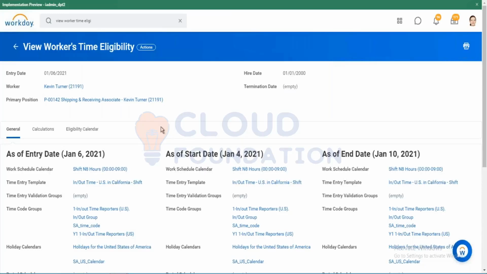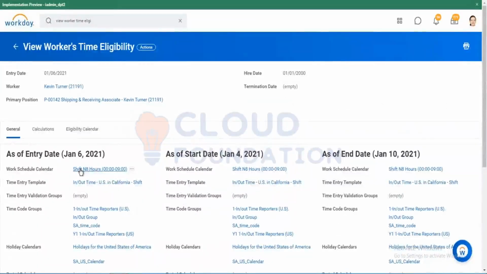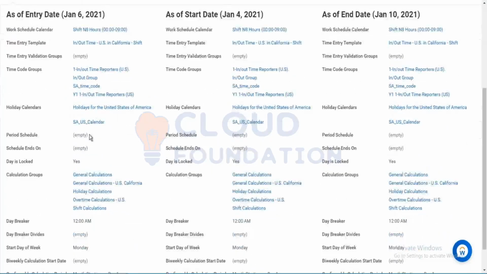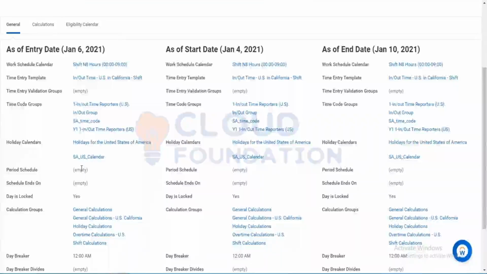Remember only one thing. You need to see this: the work schedule calendar should have only one value, the time entry template should only have one value, and the period schedule should have only one value. If this worker has nothing in his entire life, he will not be able to enter the time tracking, because the period schedule is empty.